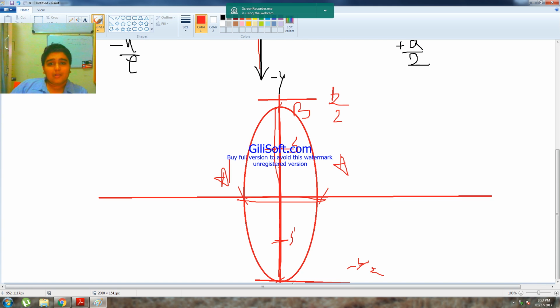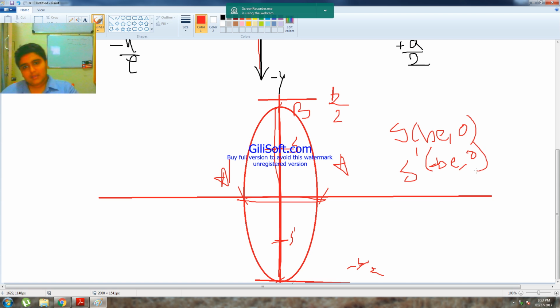Why? Because we are along the B, the y-axis, or the B vertex as we are talking about. So S is going to be (0, be) and S dash is going to be (0, minus be). That's going to be the vertices for the foci.